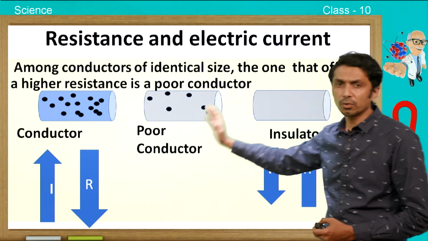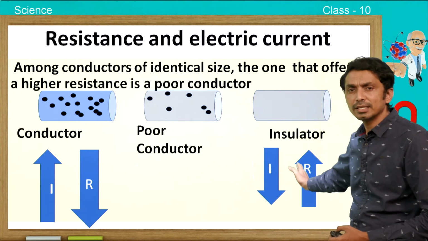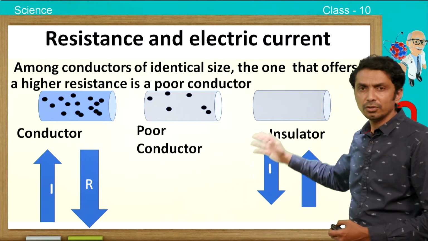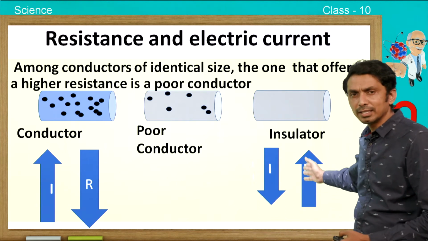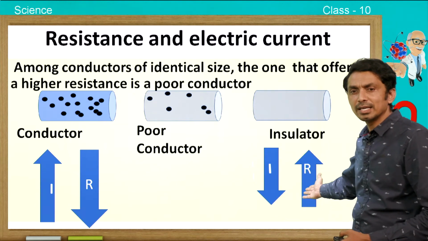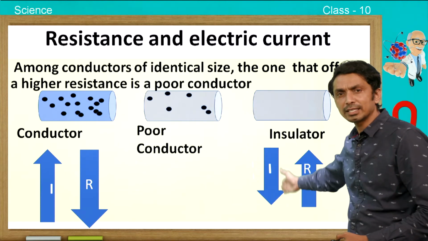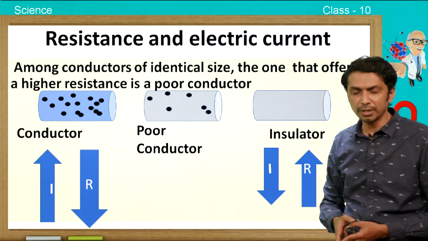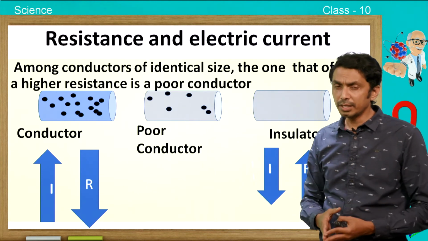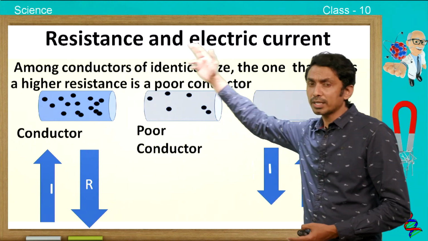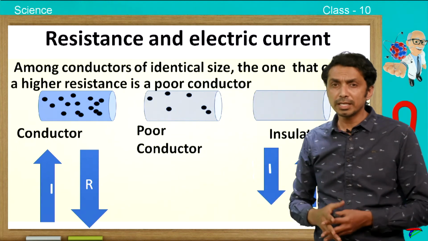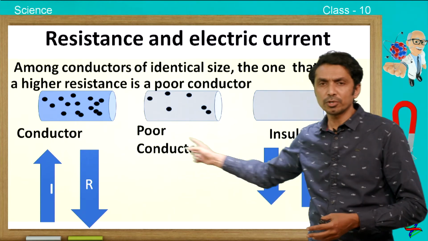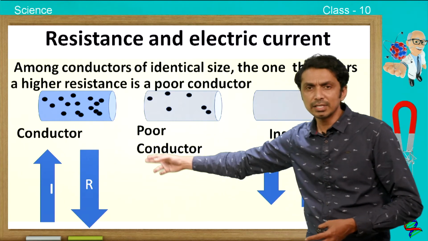Now, can you make out what is the difference between this insulator and the conductor? Yes, you are perfectly right that in the insulator the resistance is very high, whereas the electric current is less or very negligible. So, how are resistance and electric current of any material related? Yes, they are inversely proportional. If one is high, the other one is low.